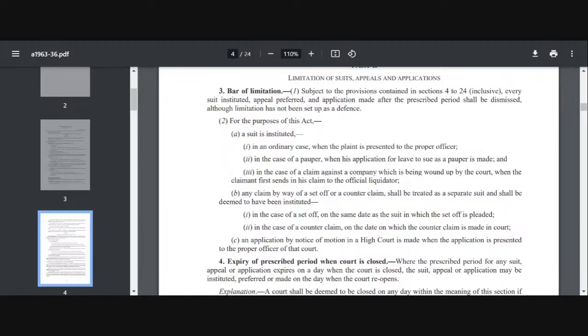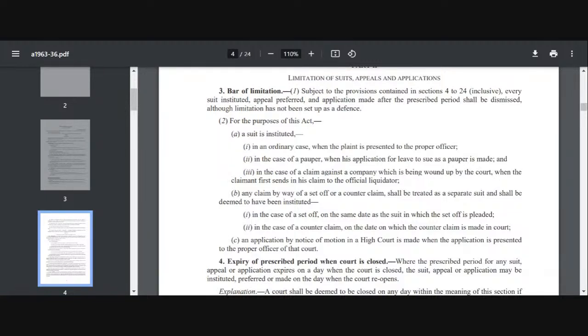A suit is instituted in an ordinary case when the plaint is presented to the proper officer. So in ordinary case, we say that you have instituted a suit if you have presented the plaint to the proper officer. In case of a pauper, when his application for leave to sue as a pauper is made. And in case of a claim against a company which is being wound up, when the claimant sends his claim to the official liquidator. So these are the cases where a suit is said to be instituted.